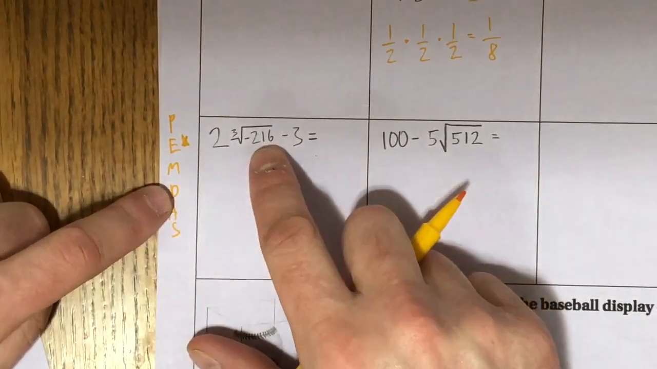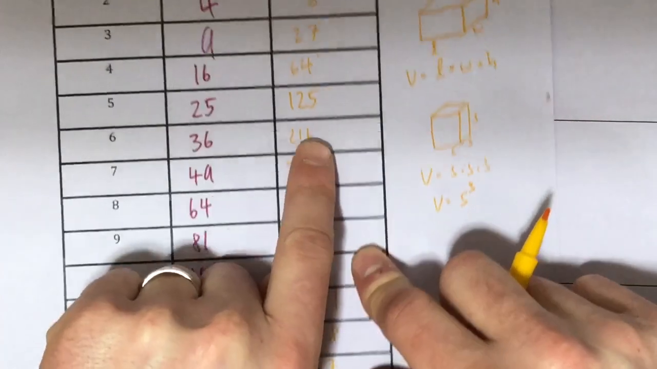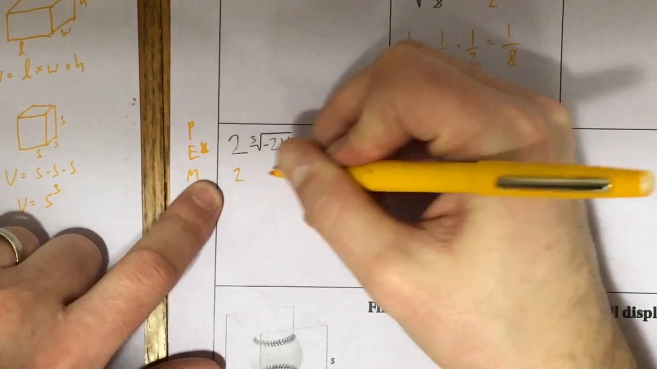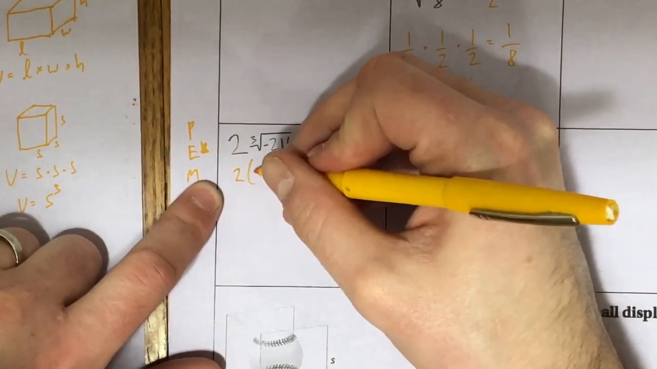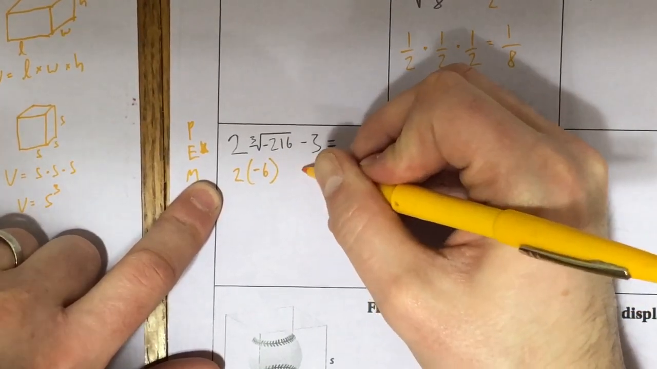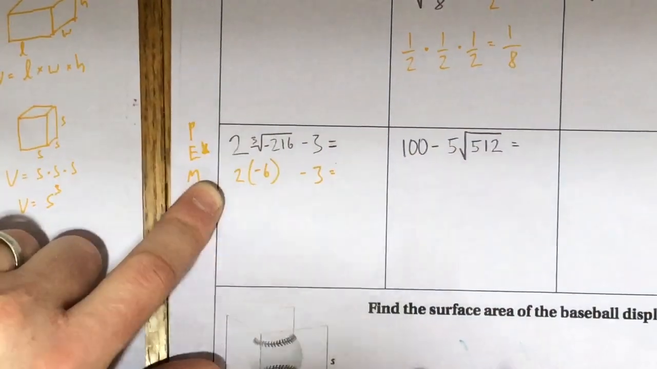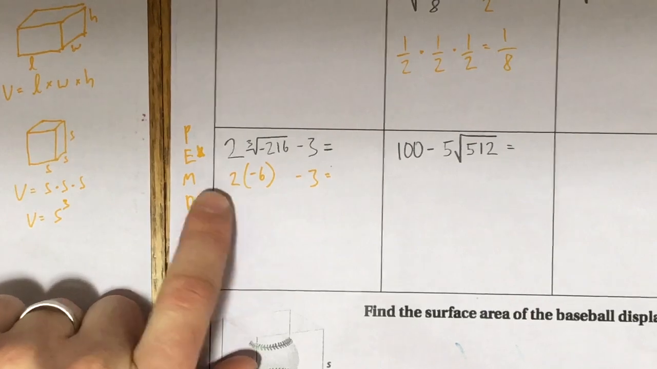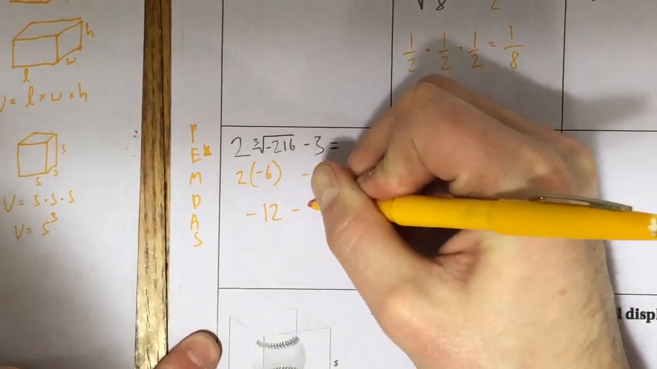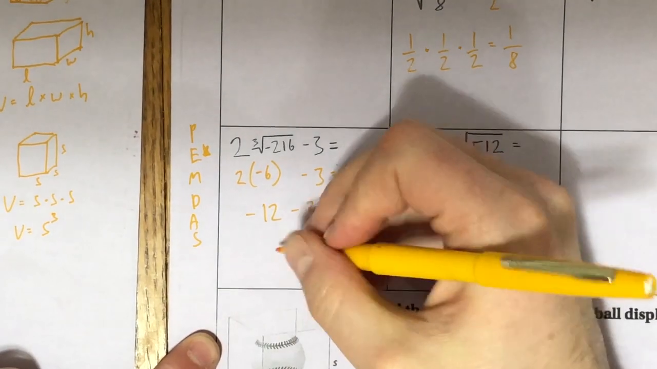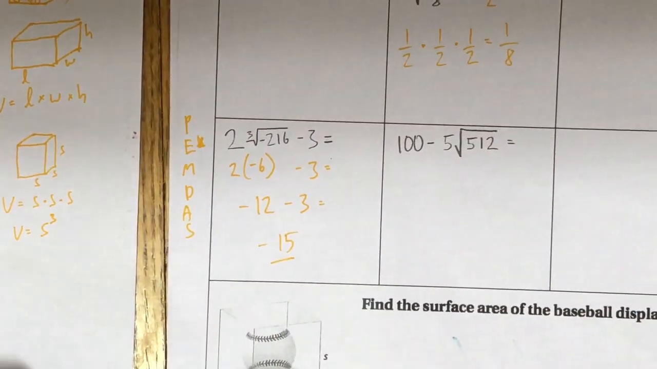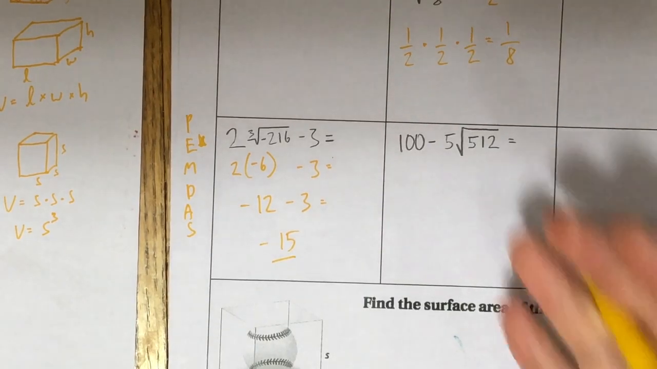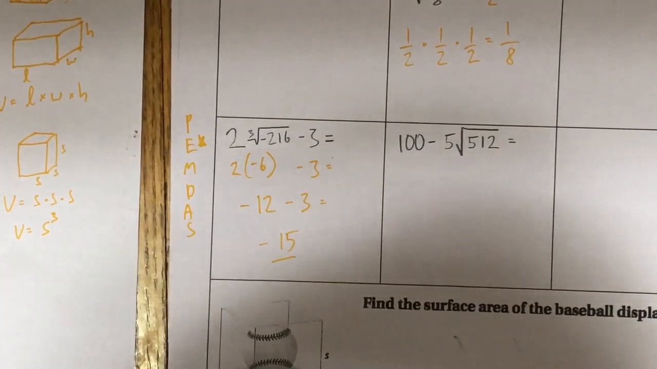Okay, so cube root of 216, better check to see what that is. Cube root is 6, so I'm going to rewrite this expression showing all of my steps. This is 2 times negative 6 minus 3. I'm still following the order of operations here. Better do my multiplication next. 2 times negative 6 is negative 12. Negative 12 minus 3 more is negative 15, and there is my answer. Go ahead and pause and try to do the next problem on your own.